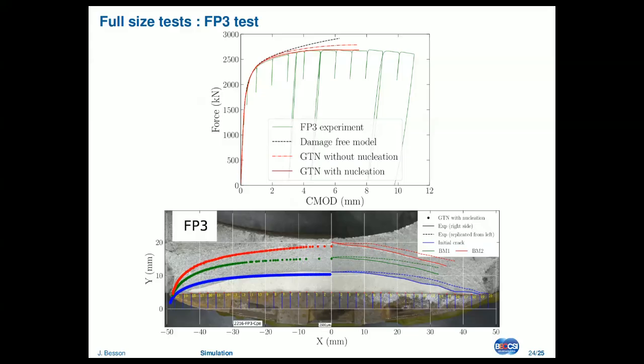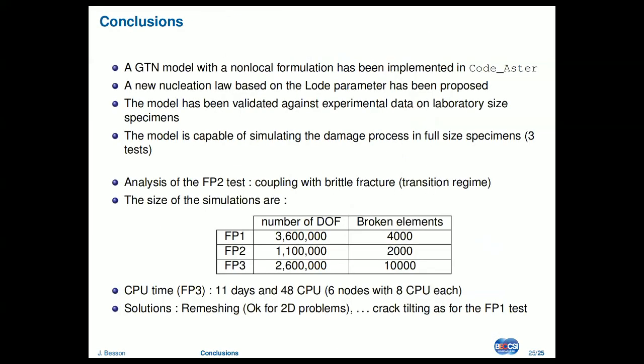So, some conclusions. I showed you a non-local GTN model. I hope I convinced you that using a non-local model can be useful. We had to introduce, and we did not want to do that, a load parameter dependent nucleation law. The model was validated against experimental data. That's what we all do, but also we can use it to simulate a full structure. Next, we are going to analyze the FP2 test.